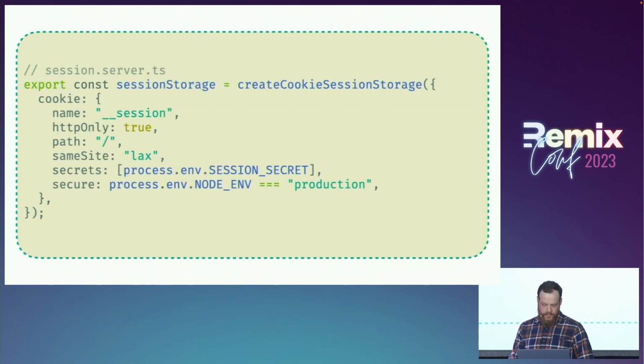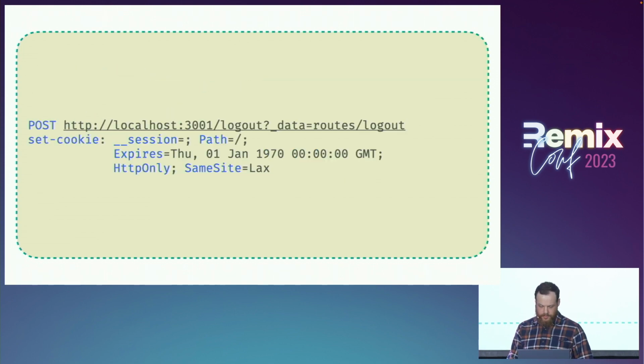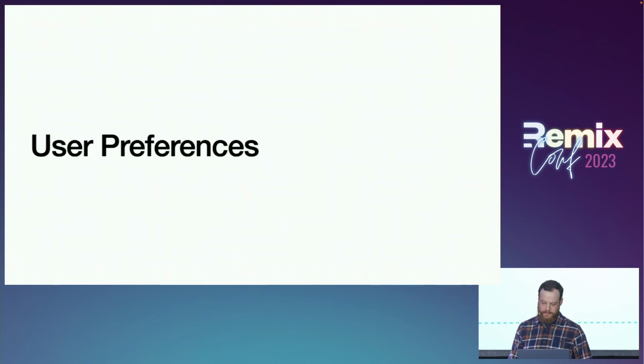Okay. And then when we log out, you can see the set cookie here with the expires in 1970, and we get logged out. Definitely the most common use case, and you'll see that all the time. You can add plenty of other attributes in addition to the user ID if you need to.